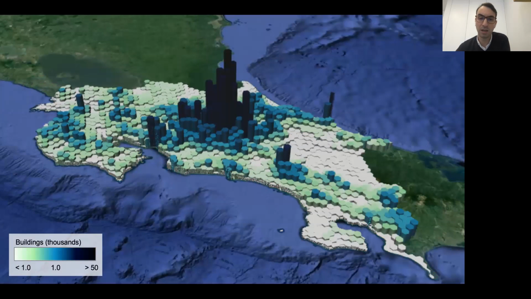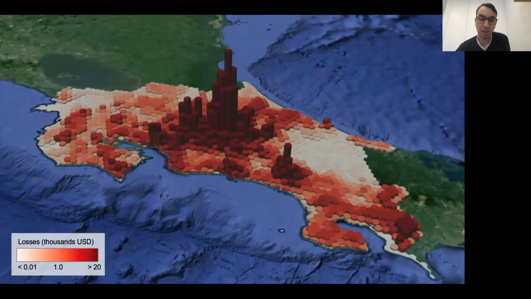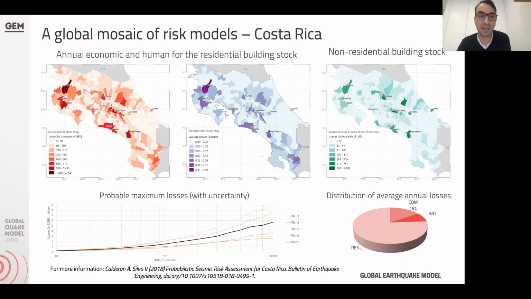This is just an example for Costa Rica, and we estimate the economic losses based on the vulnerability functions that I was presenting before. The result, using Costa Rica once again, is average annual losses, probable maximum losses, and annual probabilities of collapse for different building classes, for the residential building stock and the non-residential building stock, also information about fatalities, injured, and population displaced. So there's a lot of information that can be extracted from these models, as well as disaggregation of losses based on the regions, building occupancy, building classes, and so on.